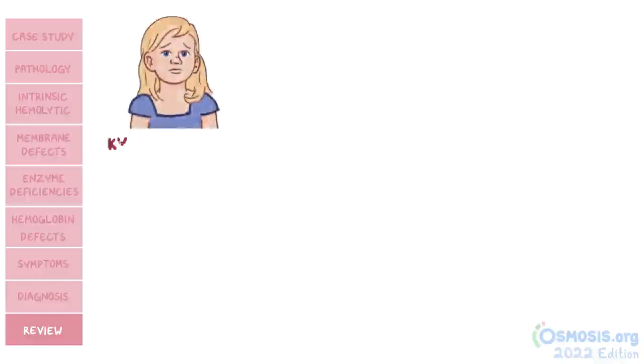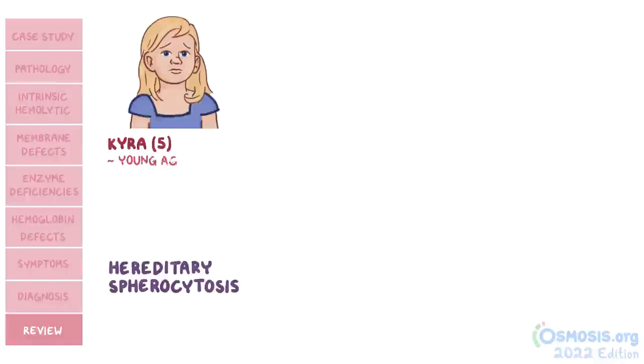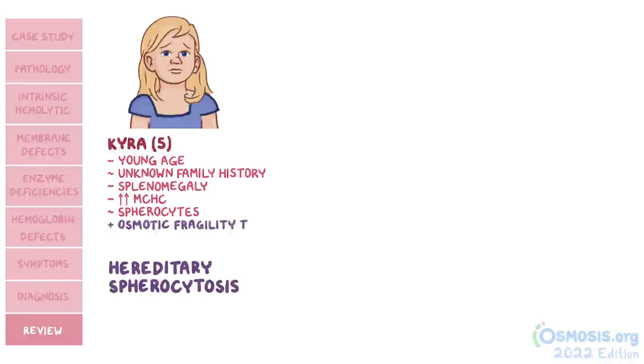Now, back to the patients. All of them have normocytic hemolytic anemia. Kira most likely has hereditary spherocytosis. Her young age, unknown family history, splenomegaly, increased MCHC, and the presence of spherocytes on peripheral blood smear are important clues for the diagnosis, which can be confirmed with the osmotic fragility test.